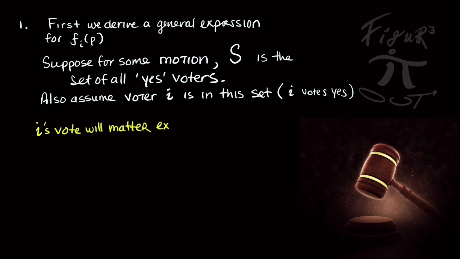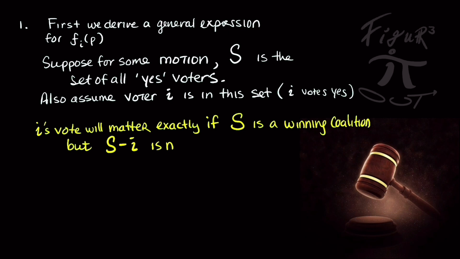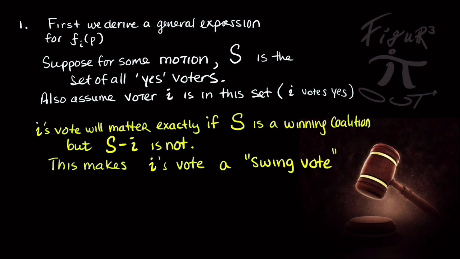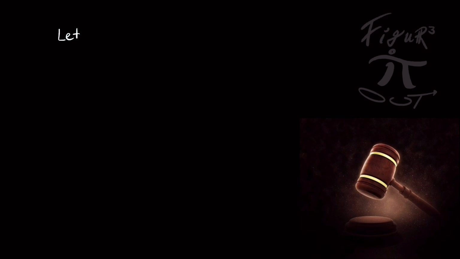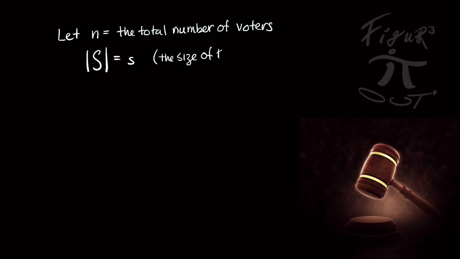Now, I's vote will matter exactly if the set S is a winning coalition, but S minus the voter I's vote is not. So what we say in the world of voting is that I is a swing vote. So we say I swings in S. That sounds a little naughty. Let N be the total number of voters, and let the absolute value of the capital S, equal to little s, be the size or the number of yes voters.